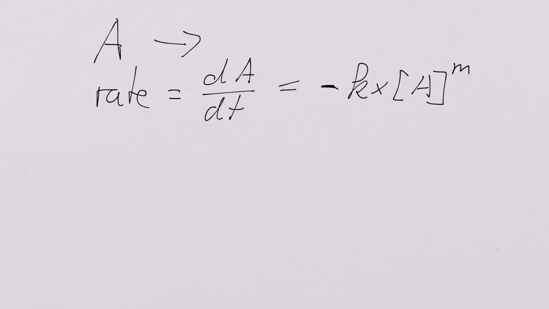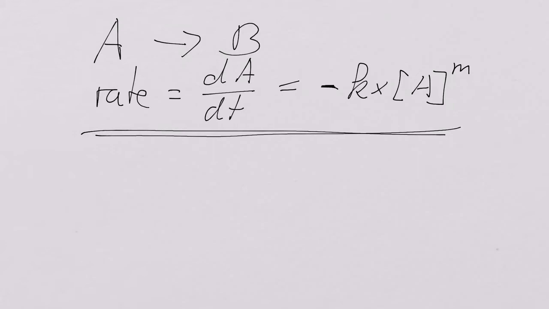Last week I showed you what happens if we produce B, for example. Now what I want to do with you today is what happens if we have a rather complex thing. For example, we have a reaction where A is converted into B, and B then is again converted into A. So we have a reversible reaction.